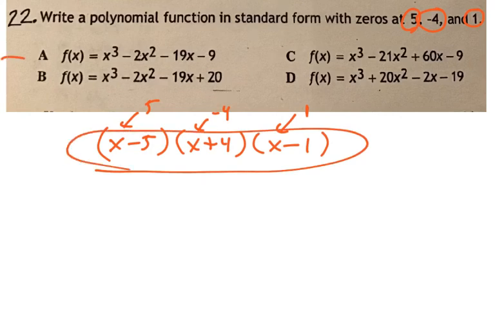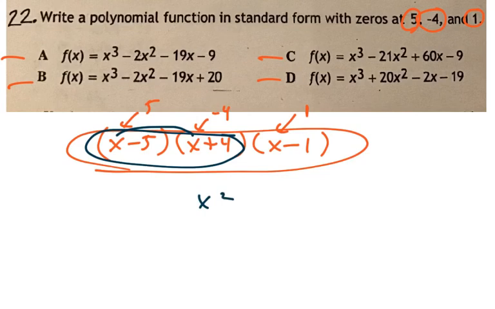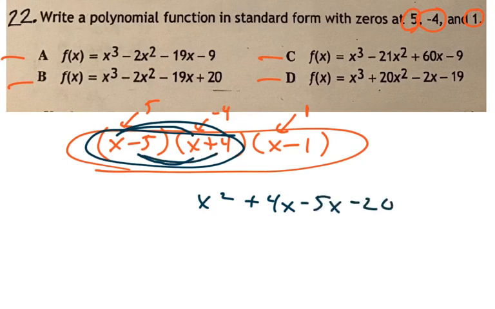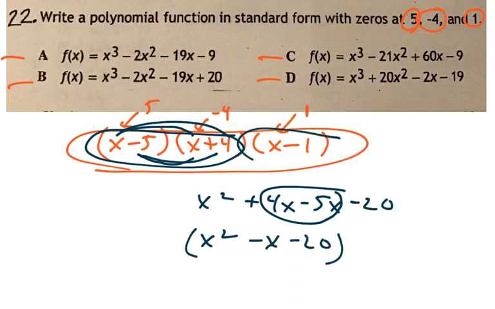Now, if you look at all the answers, of course, what did they do? They multiplied it out. So that's what we have to do. So I'm going to distribute these two together first. X times x is x squared. X times 4 is 4x. Minus 5 times x is minus 5x. Minus 5 times 4 is minus 20. Let's put together our like terms. X squared minus x minus 20. That, of course, still needs to be times by x minus 1.